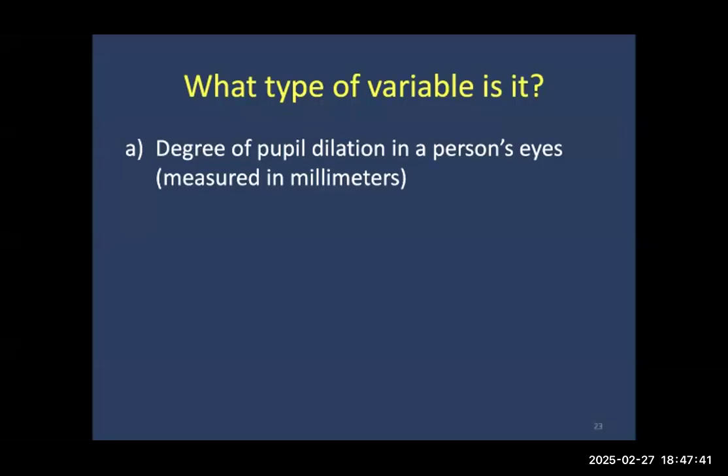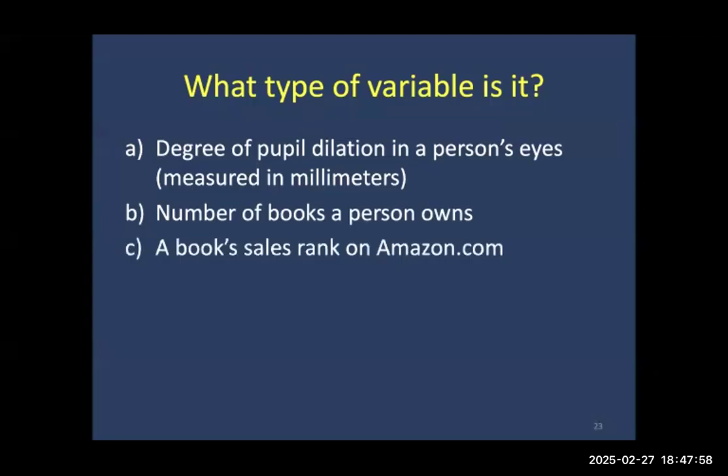If we have zero dilation, then it hasn't expanded. It's actually meaningful. How about the number of books a person owns? Ratio? Yes, because if someone says zero, it means they don't own any books. How about a book sales rank on Amazon.com?